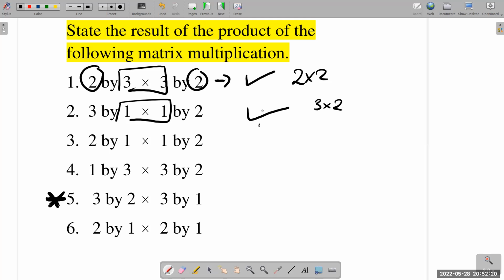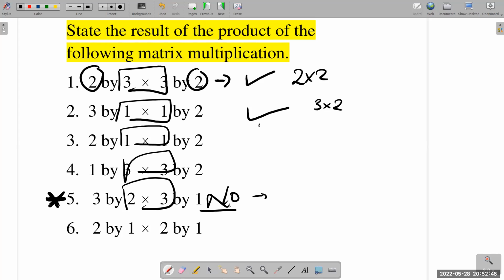Excellent. Next one, obviously a yes. Obviously a yes. The fifth one is obviously what? A no. And listen, anytime you get a question like this and you realize you can't multiply, you have to say it. CXC expects you to say, these two matrices cannot be multiplied because the column of the first is not the same as the row of the second. Don't ever just say no.